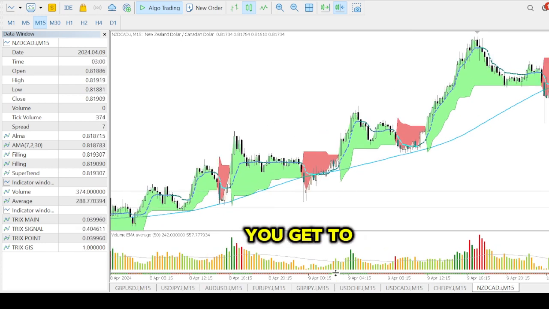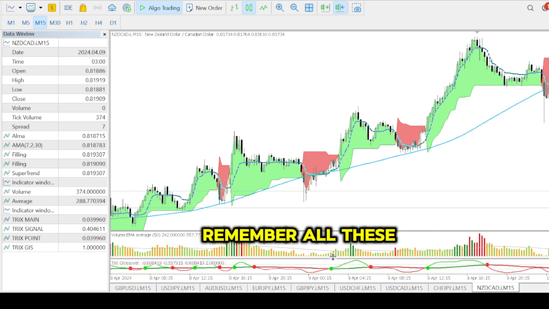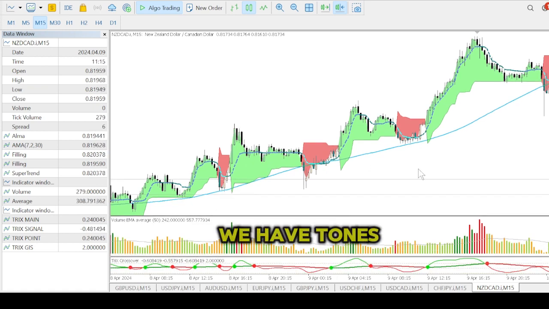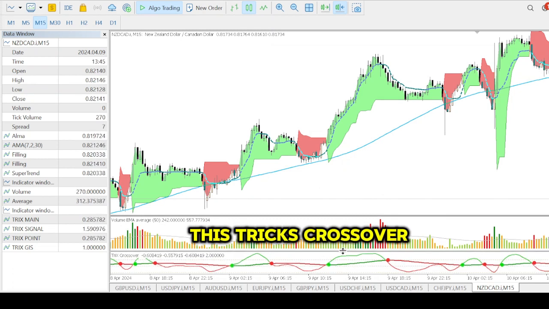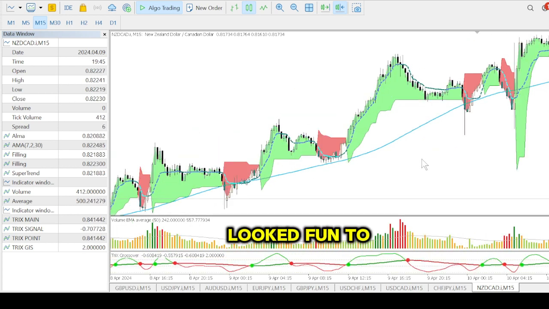There's another indicator under here. Remember, all these indicators are just examples. We have tons of volume indicators, and we also have tons of exit indicators. I chose this tricks crossover because it just looked fun to me for exits, and that's the one that I could just find quickly. I chose this crossover for exiting trades.